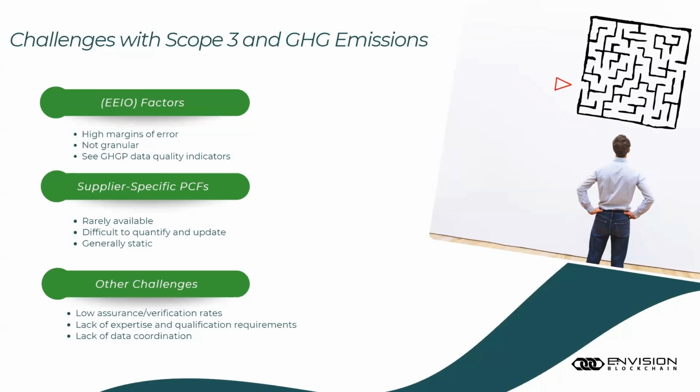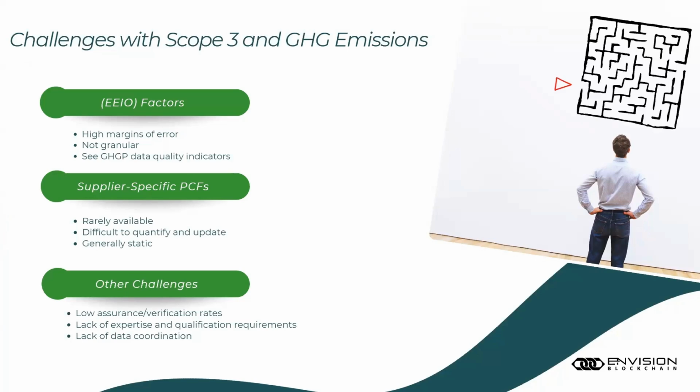So all of this results in basically a very high margin of error, low dependability, and it's just not the most accurate way to track GHG emissions. So, for example, if you're looking at paper and there's a certain amount of emissions associated with a ream of paper, you might find an EEIO factor that could be old.